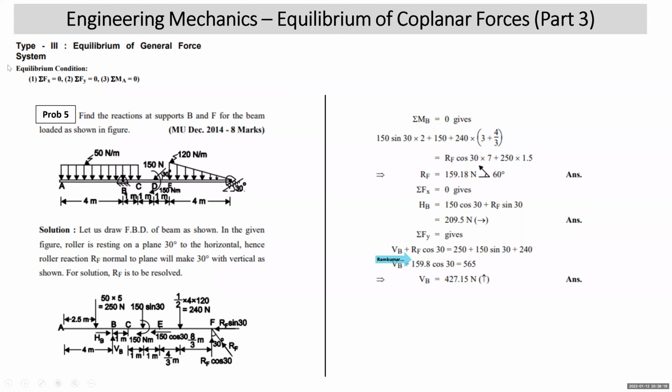All right, we take the next sum. I read it. Find the reactions at the supports B and F. You can see that B is a hinge support. All right. So which will exert two reactions. On the other end, there is a roller at F. This is point F where there is a roller. This roller is resting on inclined plane, which is making 30 degree with the horizon.